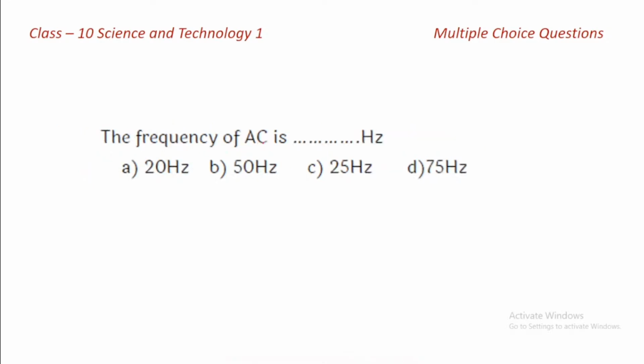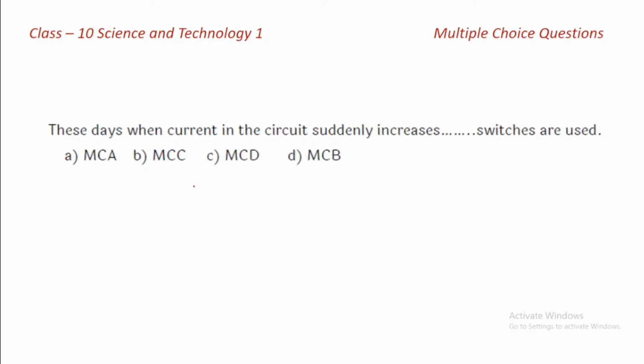The frequency of AC is dot dot hertz. 20 hertz, 50 hertz, 25 hertz or 75 hertz. Correct answer is option B. The frequency of AC is 50 hertz. These days, when current in the circuit suddenly increases, dot dot switches are used. MCA, MCC, MCD or MCB. So as we know, MCB switches are used when current in the circuit suddenly increases.